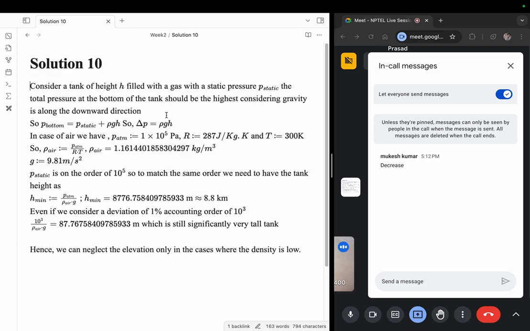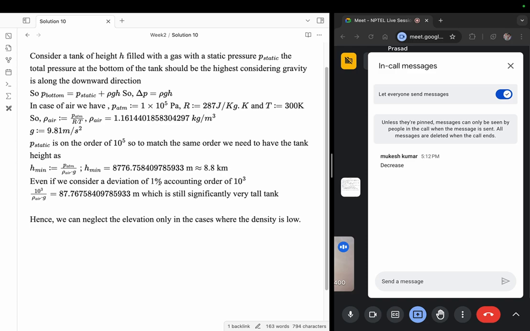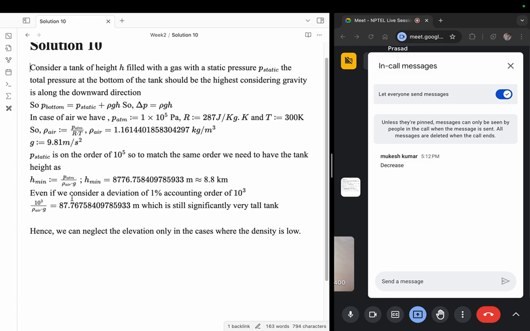I just made some little calculations to show you how much variation it is. If you calculate at, let's say not STP, but 300 Kelvin, you get the density to be around 1.16 kg per meter cube. If you substitute that, to get at least 1% variation, the height should be close to around 87 meters.